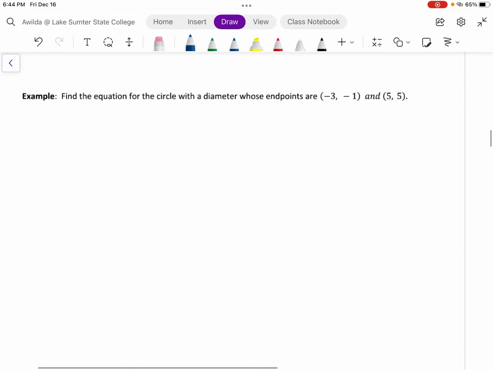Next, let's find the equation of a circle that has a diameter with endpoints (-3, -1) and (5, 5). In this case, we have to find two missing pieces. We don't know the center of the circle either, so we're going to have to find that by finding the midpoint of this diameter.